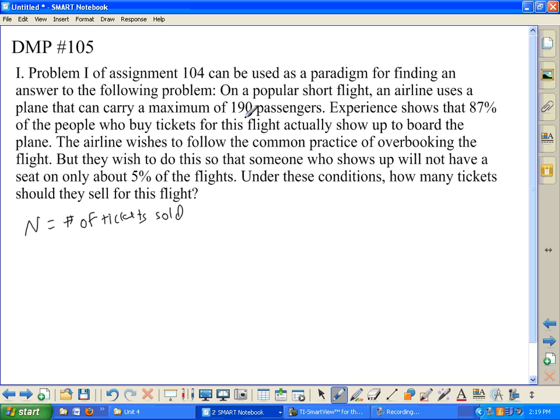If more than 190 people show up, the probability that 191 people show up, plus the probability that 192 people show up, and so on, up until the probability that n people show up, we want to be about 5%. So we don't know what these probabilities are. We don't know what n is.